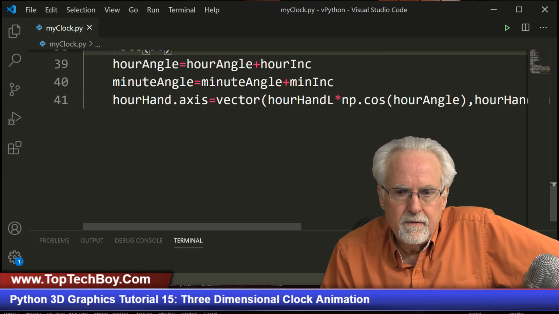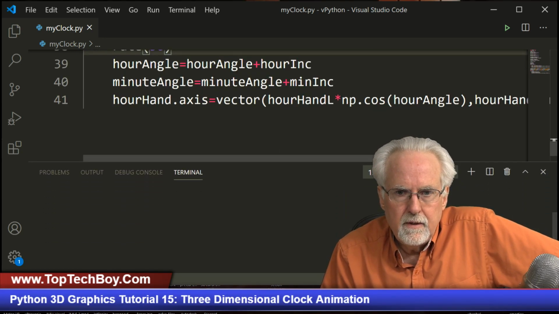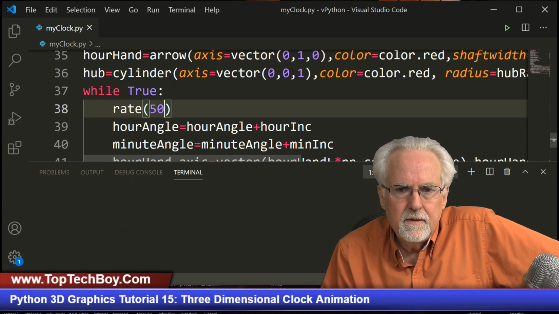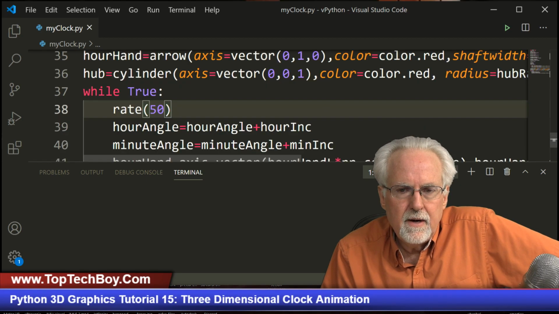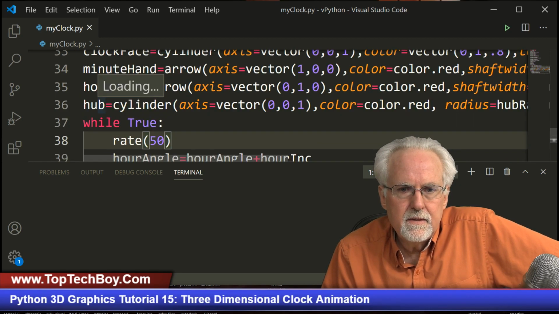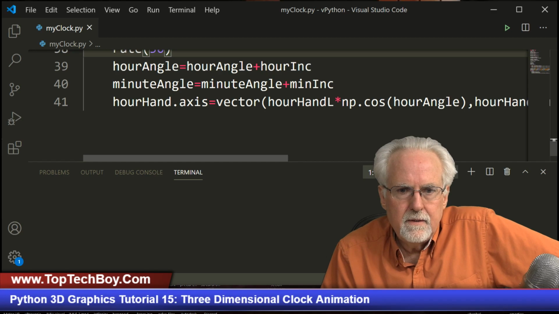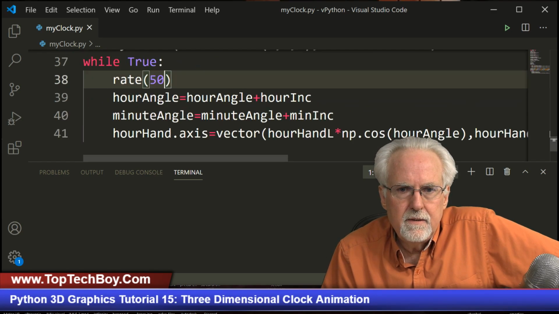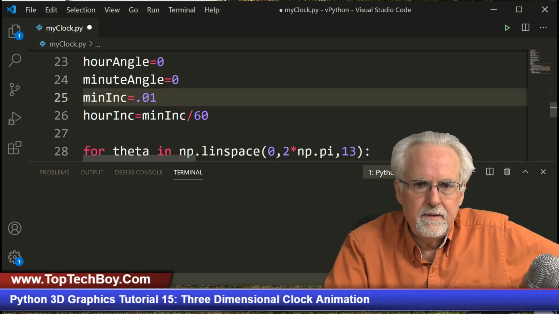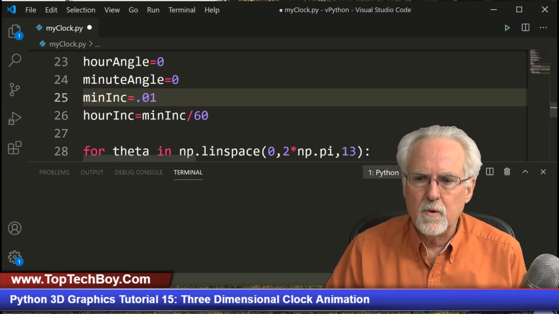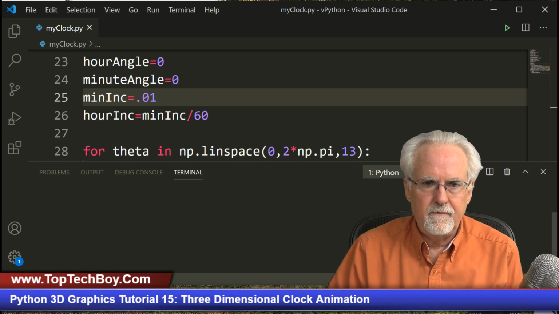And so I'll come back over here, and I don't see an error. Hour angle is hour angle plus hour increment. Minute angle is minute. Hour hand axis. That thing sure seemed dead, didn't it? Okay, let's say maybe we change the minute increment. Let's make it like that, just crazy. That should go crazy fast, right? That should go crazy fast.